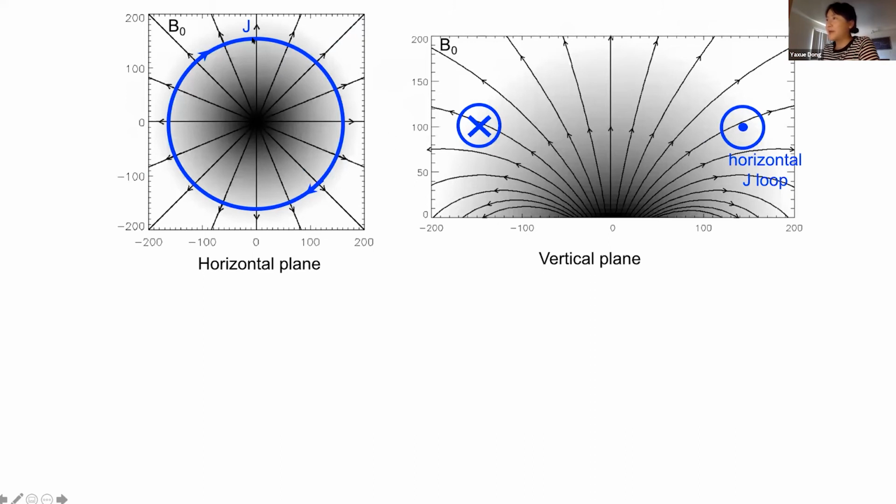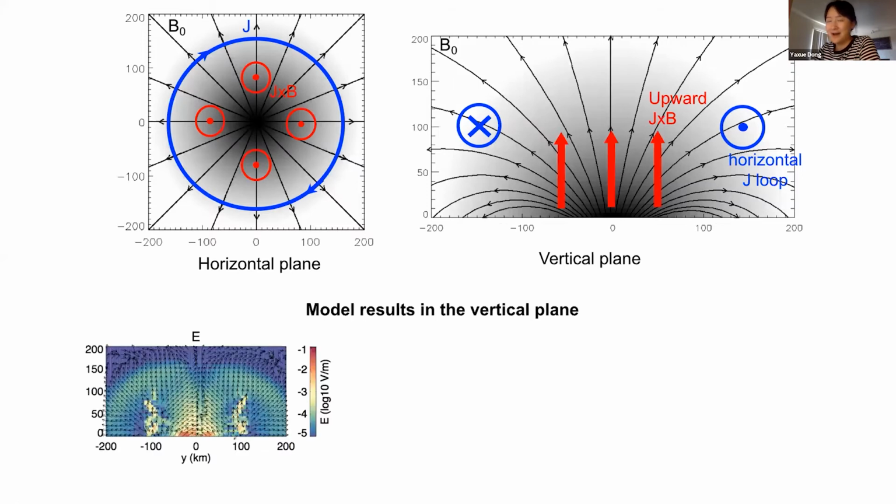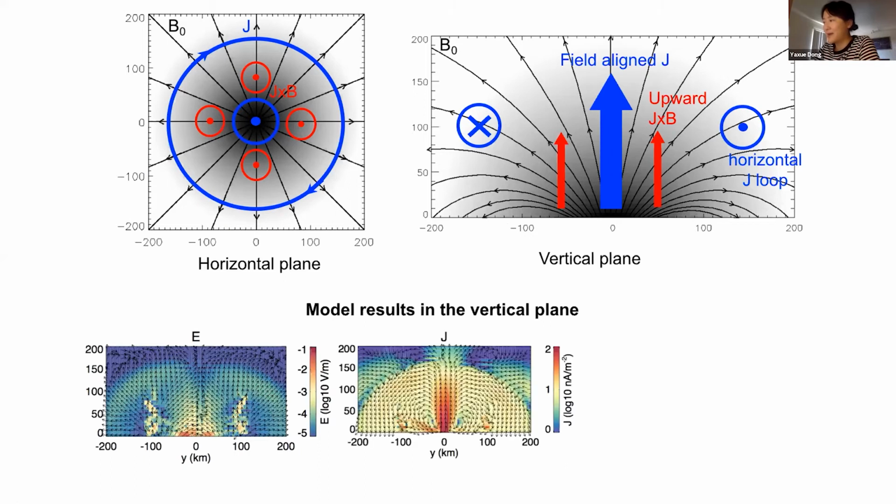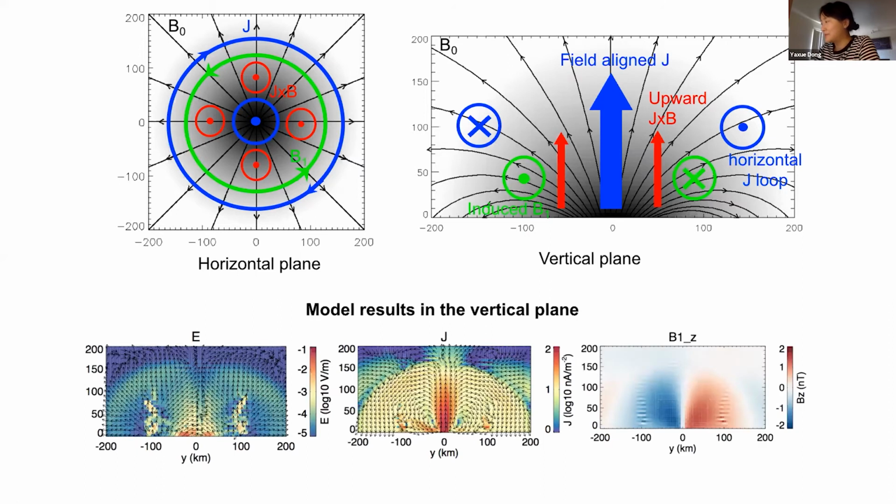So in this cusp region, when we have this horizontal current loop and a magnetic field distribution like this, it will generate an upward pointing J cross B force, and this dominates the upward electric field we saw in the model. This also drives strong field line currents in the central cusp region, as we see in the model, and these field line currents will then generate a loop-like induced magnetic field in the horizontal plane. Also, we see this feature in the model too.